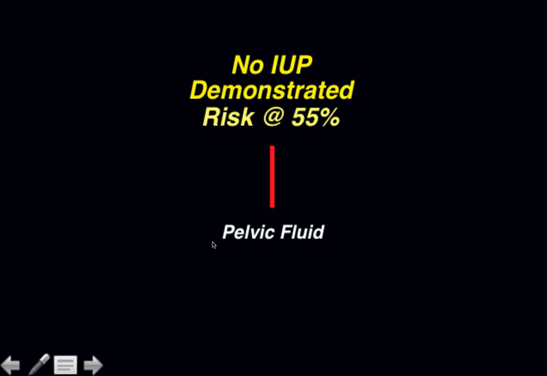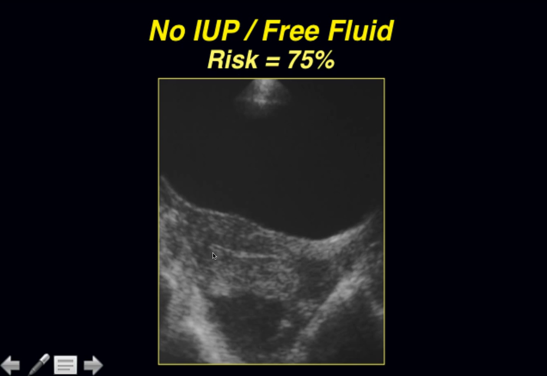Now, in addition to that, we identify pelvic fluid. The patient's risk jumps up to approximately 75%. Again, even though this is a transabdominal sonogram, we see no IUP and fluid in the cul-de-sac. This patient's risk level is now stratified in the range of 75%. And I can assure you, when we get to this range of risk, the gynecologist will take the methotrexate off the shelf and will potentially get out their laparoscope.